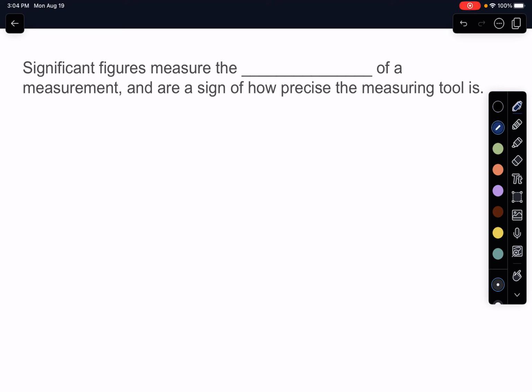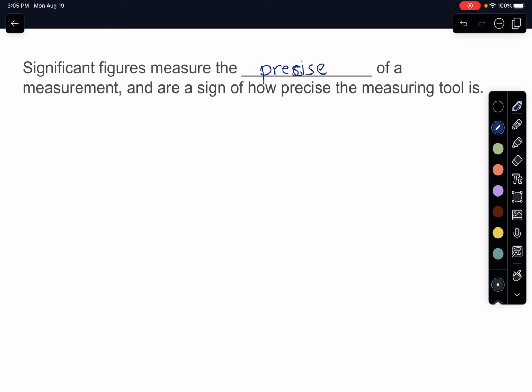In this video, I'm going to be talking about significant figures and also sort of why they're important. Before we get started on how to count them, significant figures are just a way of measuring how precise a measurement is, and are also a sign of how precise the measuring tool is. In other words, how much can you trust the measurement based on how many digits it contains?